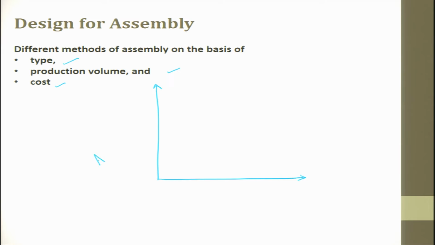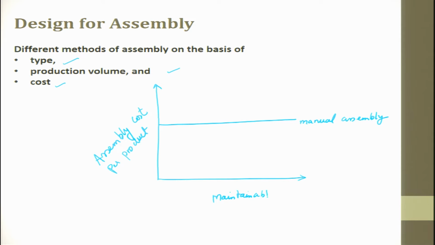So, this is assembly cost per product. Okay. This is going to be the manual assembly. This is maintainability. This is how it is going to be for automatic assembly.